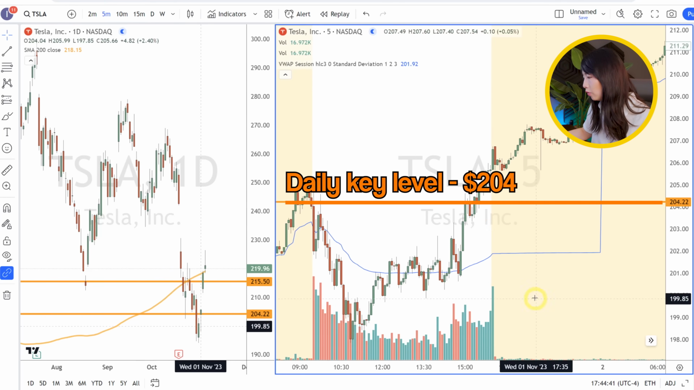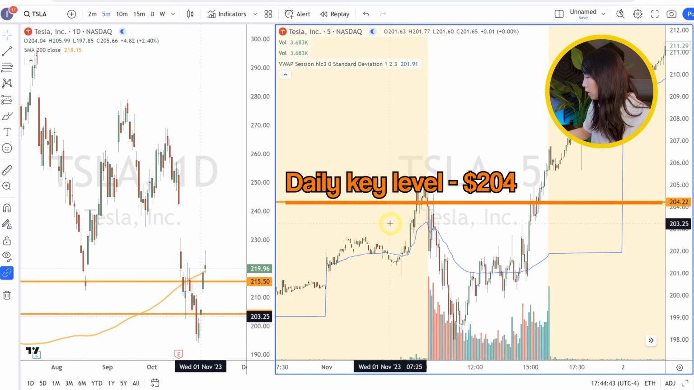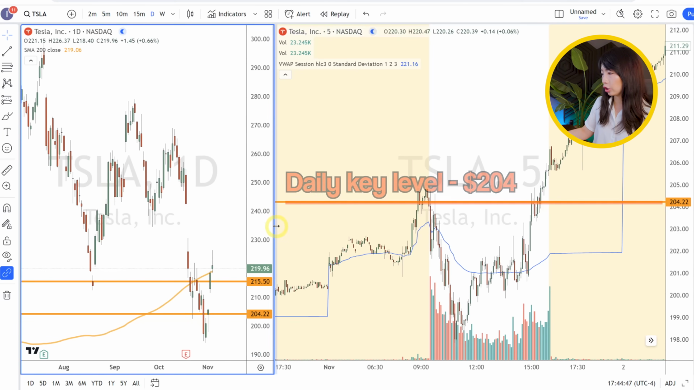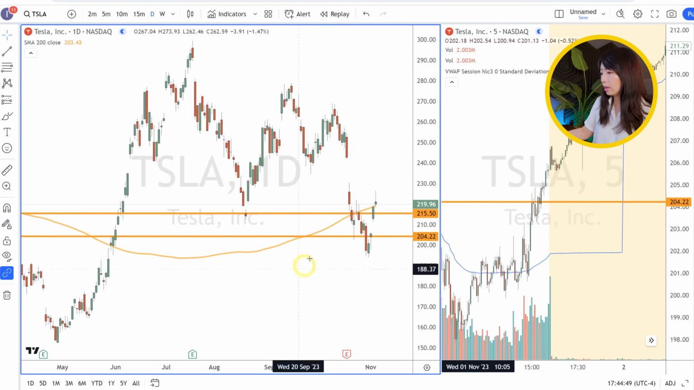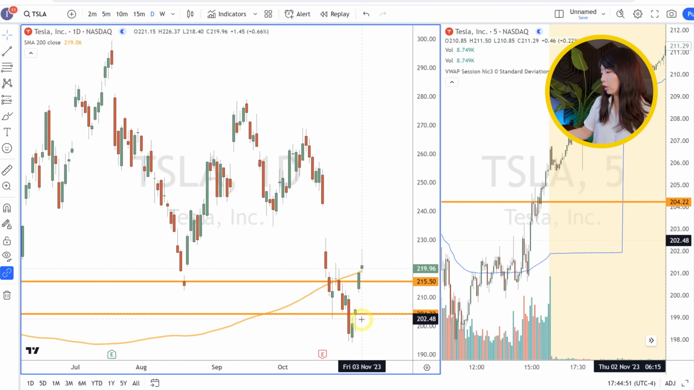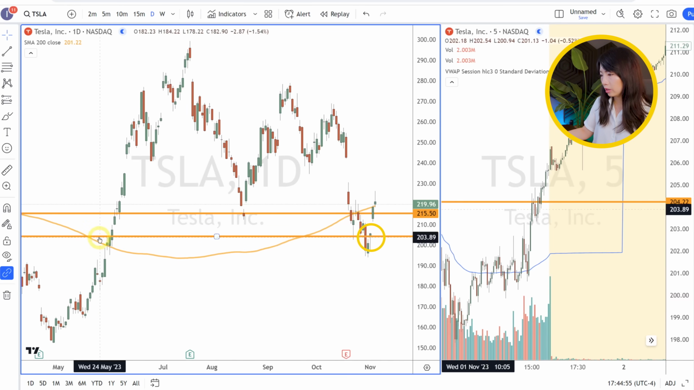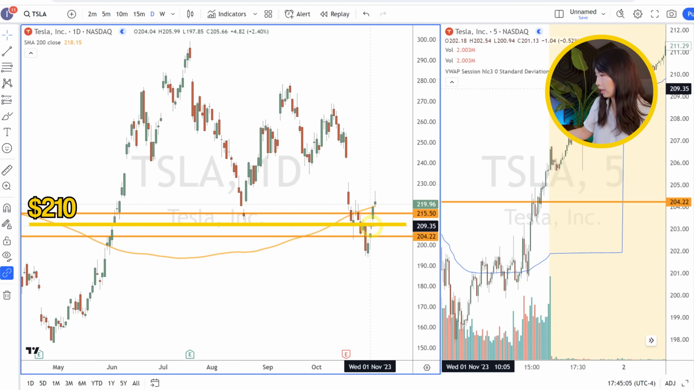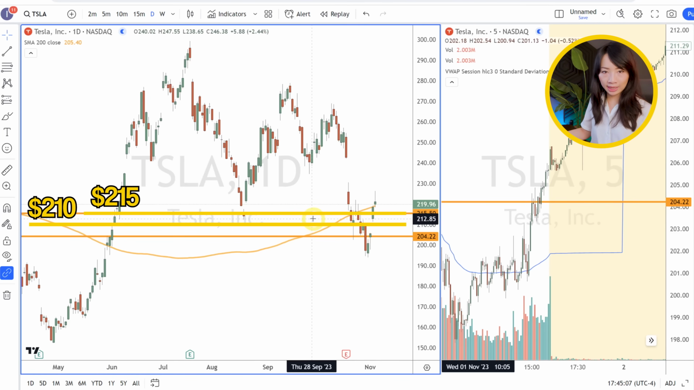Once it crosses over that 204 daily level, why that 204? So you can look on the daily chart over here on Tesla stock. That 204, you can just call it the 203, 204 daily support area here and here from October. That level once reclaimed, I think this thing has a lot of upside, potentially to 210s first of all, and then 215 daily level. That would be my price target.